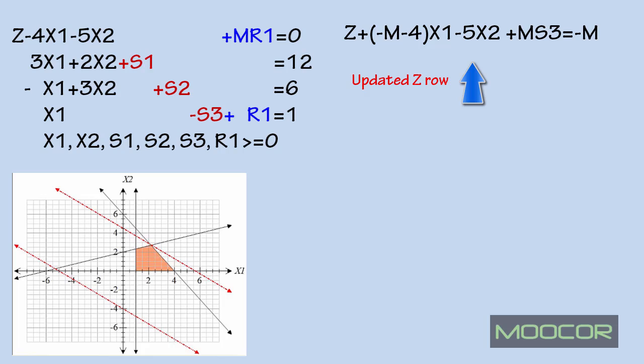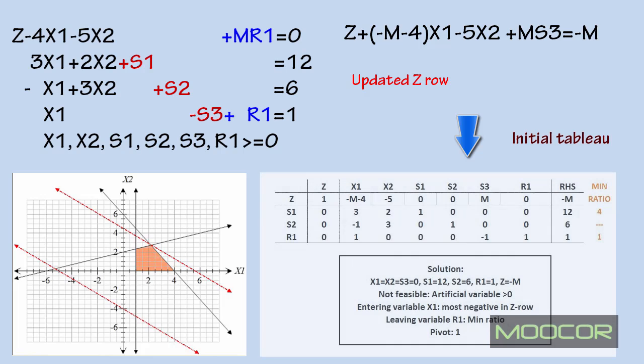Using the new 0 equation, I can set up the initial tableau of this problem. The initial tableau indicates that S1, S2, and R1 are the solutions, and of course the solution is infeasible because the artificial variable is present with a value larger than 0. This point represents the origin of the problem.